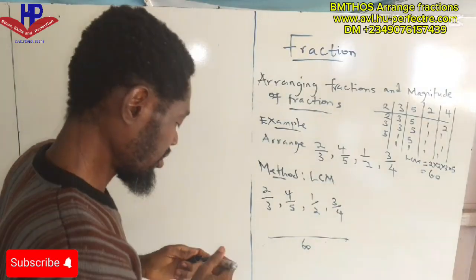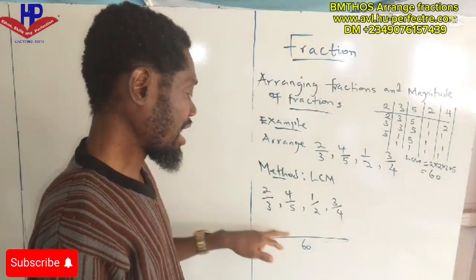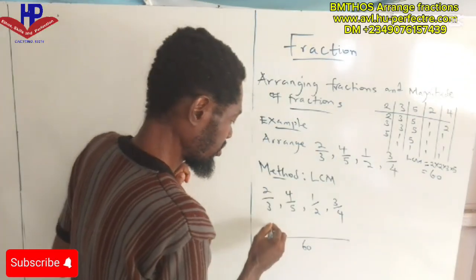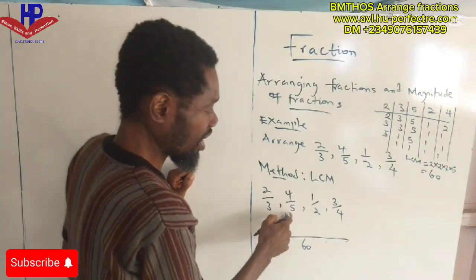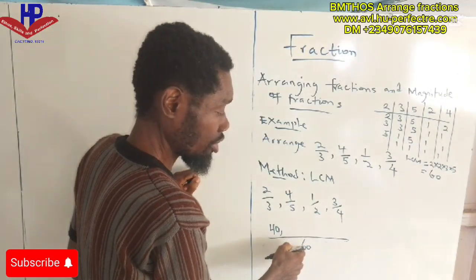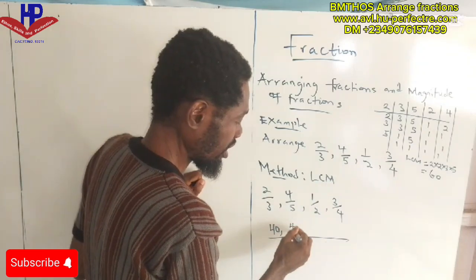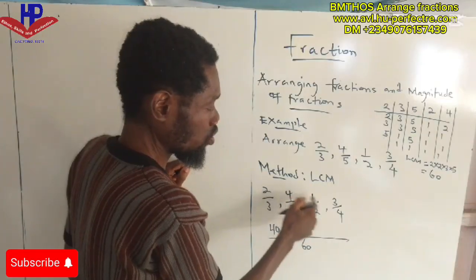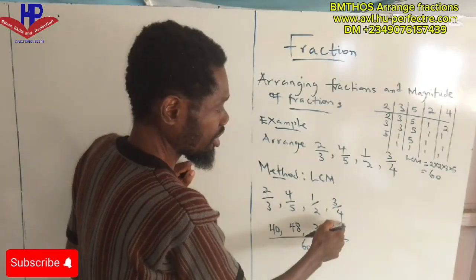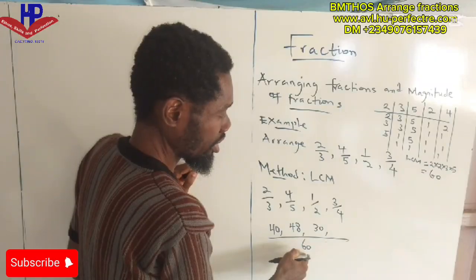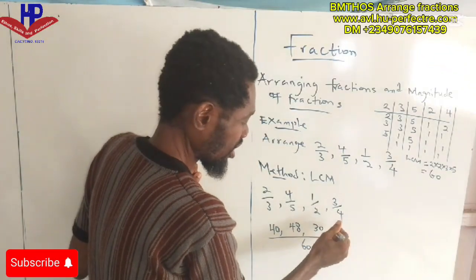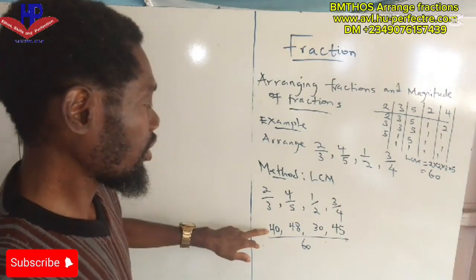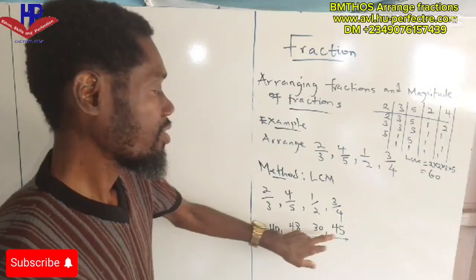Our LCM is 60. Now, how many 3 are in 60? We have 20. 20 times 2 will give us 40. How many 5 are in 60? That will be 12. 12 times 4 will give us 48. How many 2 are in 60? That will be 30. Times 1, that will still give us 30. How many 4 are in 60? That will be 15. 15 times 3 will give us 45. So the numbers that we have here are 40, 48, 30, 45.